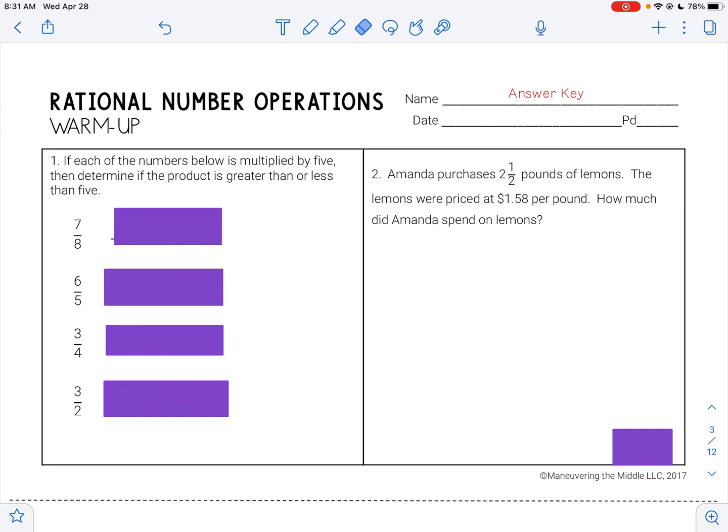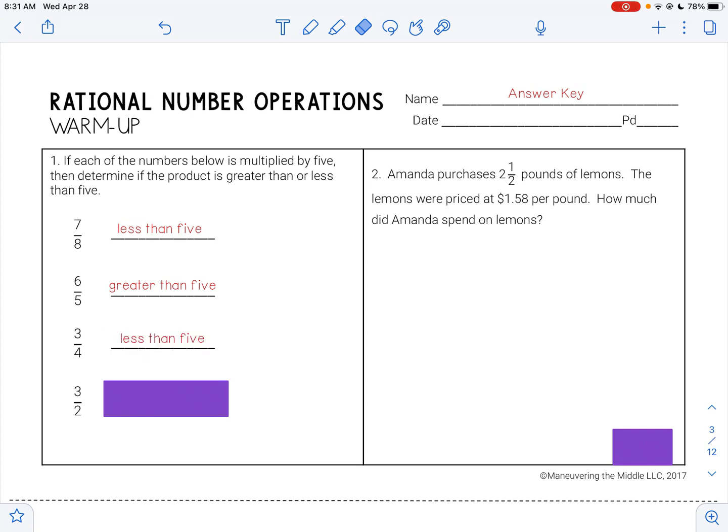So 7/8, that is less than 1. Therefore, when I multiply it by 5, it is going to be less than 5. The next one, I have 6 over 5. That is greater than 1. Therefore, when I multiply it by 5, my product is going to be greater than 5. 3/4, that is less than 1. So when I multiply that by 5, my product, my answer, is going to be less than 5. And then lastly, 3 over 2, that is greater than 1. Therefore, when I multiply it by 5, my answer is going to be greater than 5. So hopefully you got those correct. And if you didn't, go ahead and fix it.